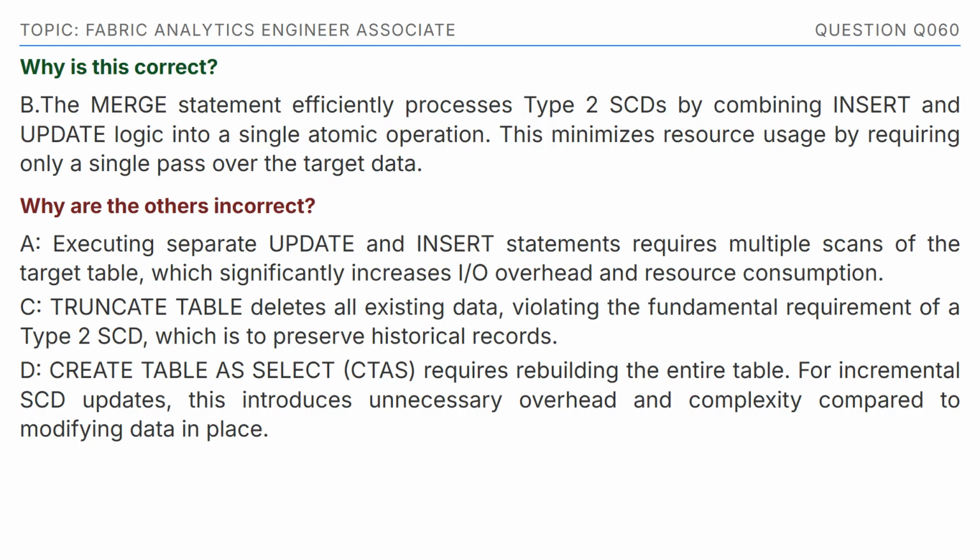Why are the others incorrect? A. Executing separate update and insert statements requires multiple scans of the target table, which significantly increases I/O overhead and resource consumption. C. Truncate table deletes all existing data, violating the fundamental requirement of a Type 2 SCD, which is to preserve historical records. D. Create table as select, CTAS, requires rebuilding the entire table. For incremental SCD updates, this introduces unnecessary overhead and complexity compared to modifying data in place.